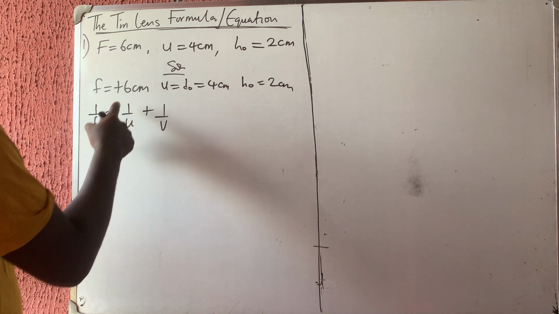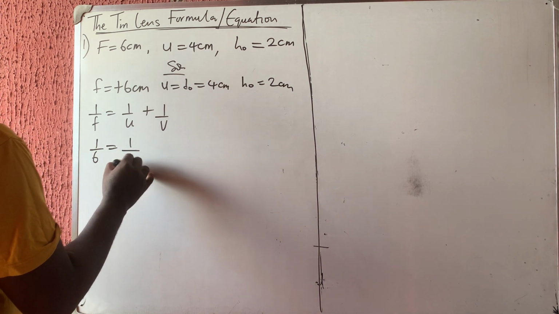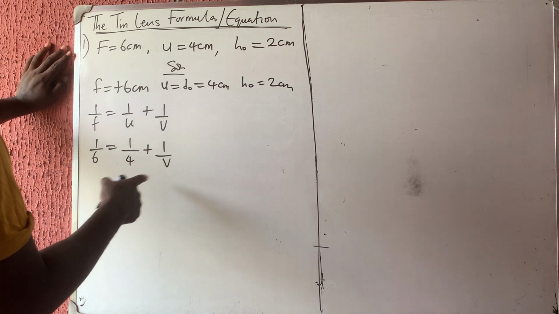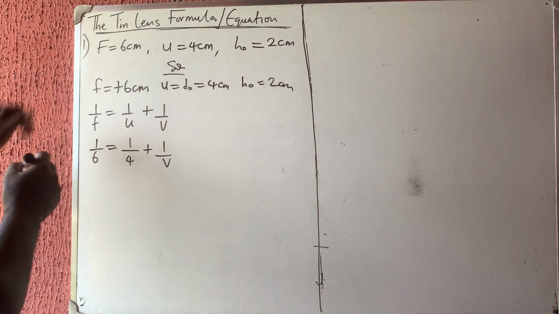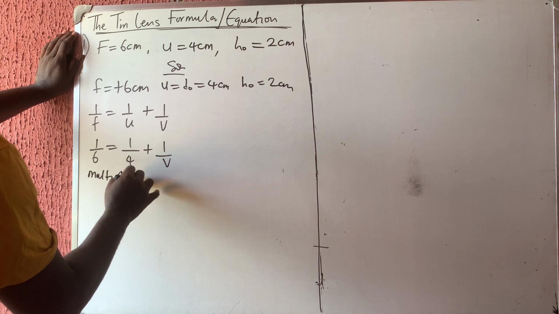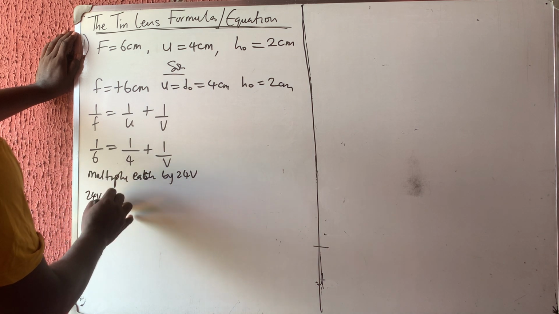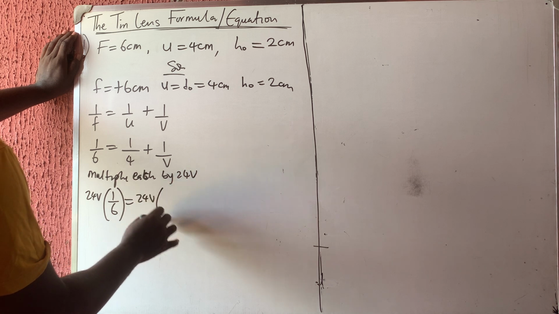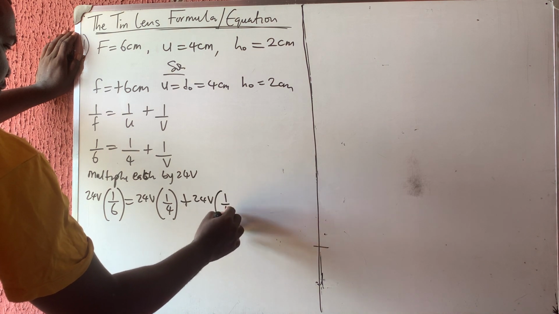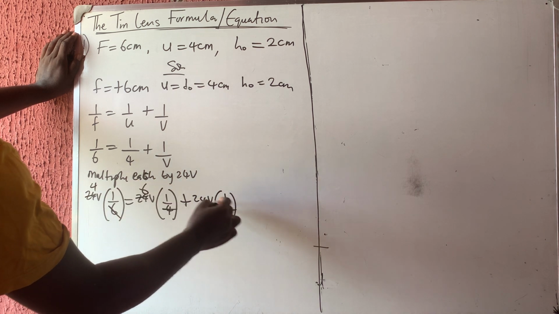Okay, so what do we have now? We now have that 1 over 6 is equal to 1 over 4 plus 1 over v. So what do we have now? We will multiply everybody by 6 times 4 times v, which will give you 24v. So multiply each by 24v: 24v in bracket of 1 over 6 is equal to 24v in bracket of 1 over 4 plus 24v in bracket of 1 over v. So what do we do now? This into this will give you 4. This into this will give you 6.